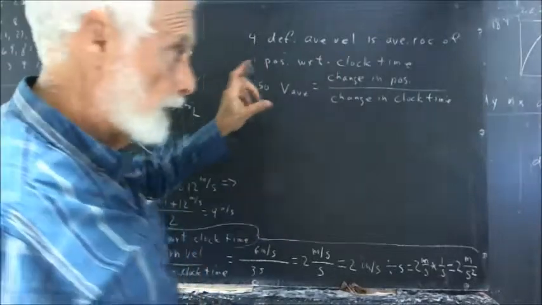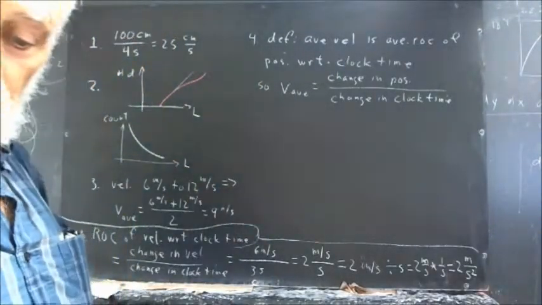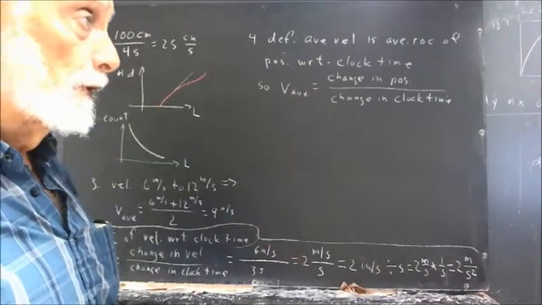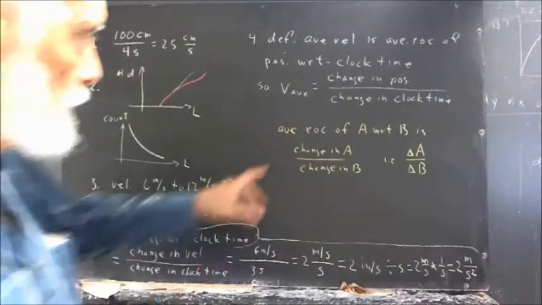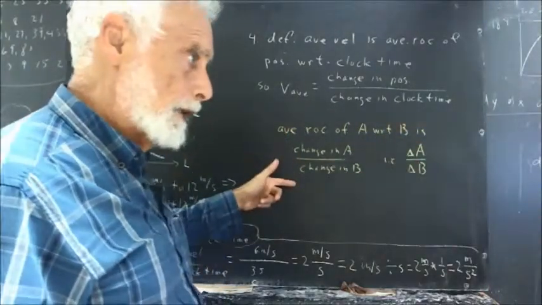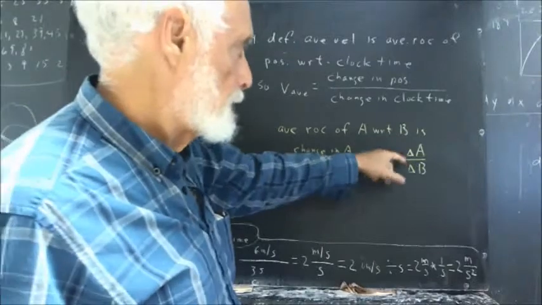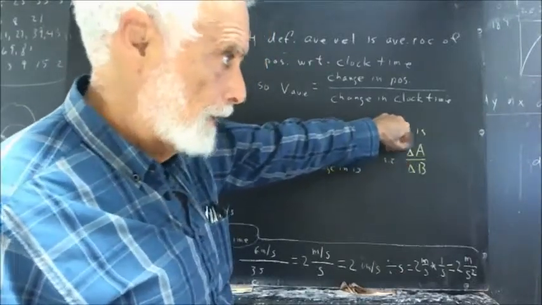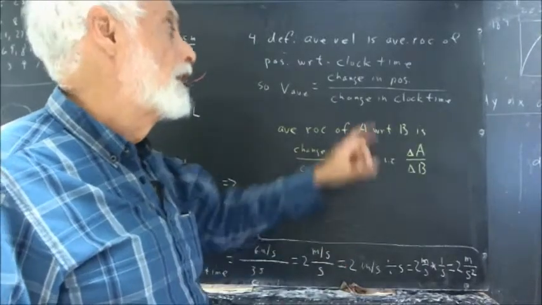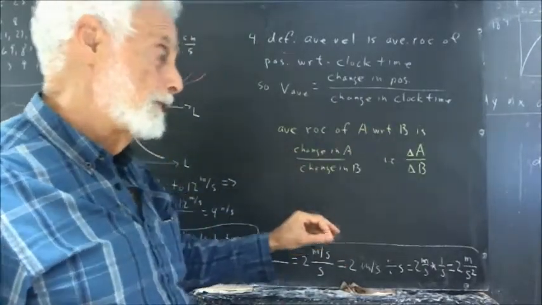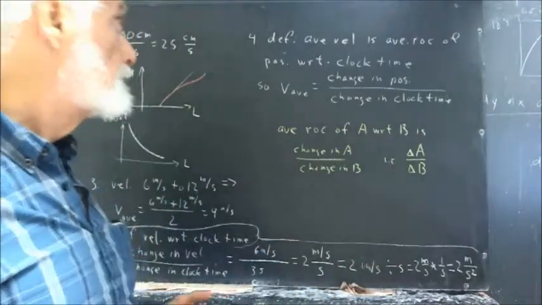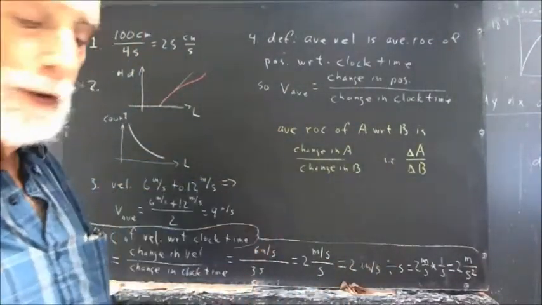And of course, we have to apply what we know about the definition of rate of change in order to draw this conclusion. Now, that definition is the average rate of change of A with respect to B is change in A divided by change in B, which we could write as delta A, delta meaning change in, over delta B. It's not A over B. It's change in A divided by change in B. You don't get a rate of anything by dividing A by B. Change in A divided by change in B.